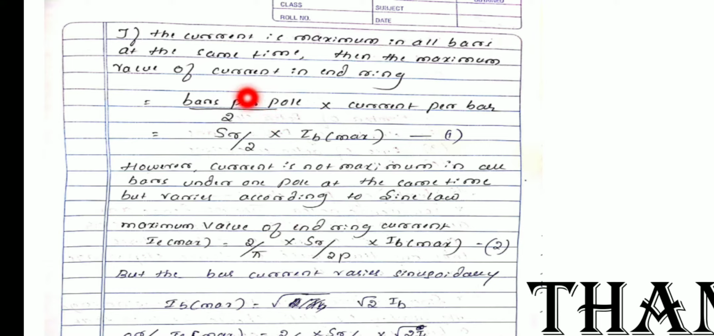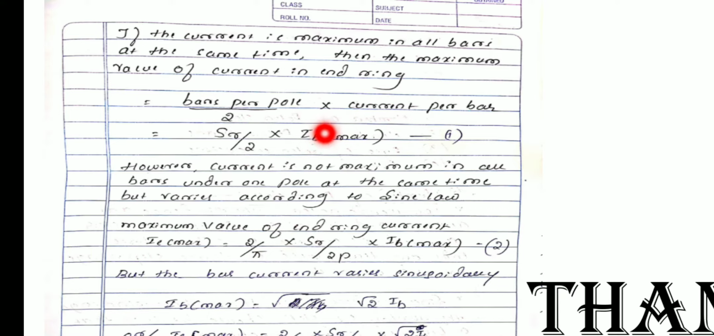See here, how many bars are there per pole? In one pole pitch I had considered, is it right? Per pole, how many bars are there? Divided by 2. Why did I do that? There will be 2 poles, one south pole and one north pole. Bars per pole, in one pole how many bars are there? Divided by 2, because there are 2 poles, one south and one north. And into the current per bar, in a particular bar, how much current is flowing. So the bars per pole is represented by S R divided by 2 here, into what I had taken here, the current per bar.